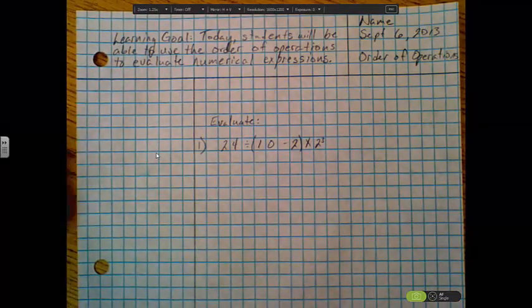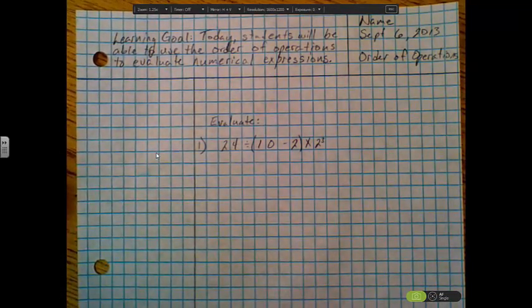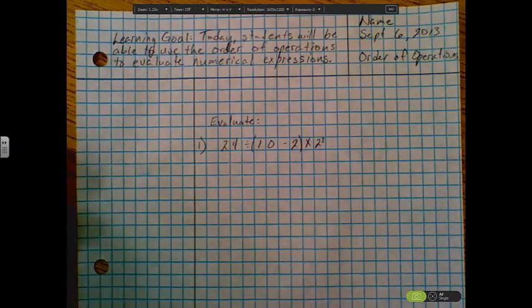Okay, so I have my notes here. You see that I've copied my learning goal up at the top of the notes. I also have my heading at the top of my notes, and then in the right hand section we're going to be working out this first sample problem.